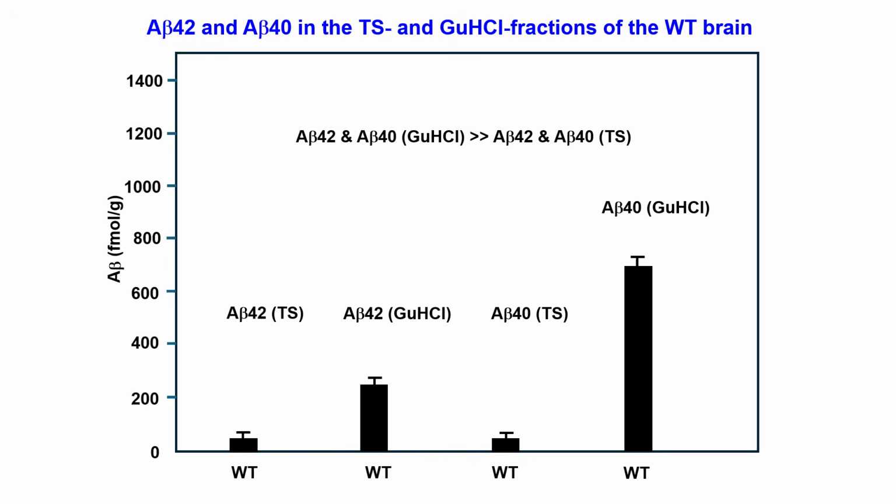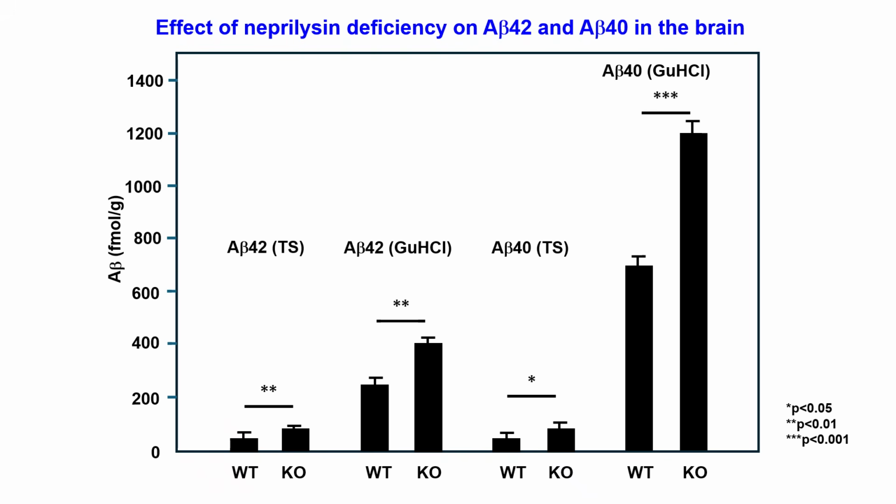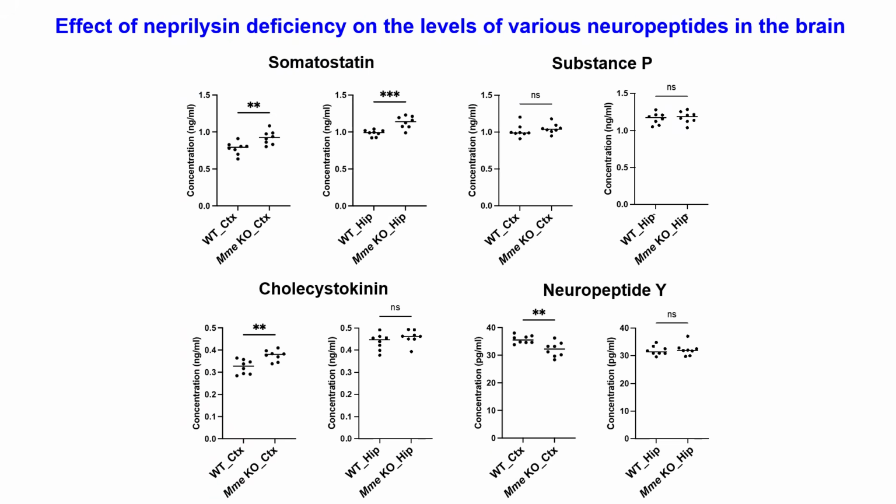Consistently, the insoluble Aβ is much more abundant than the soluble Aβ in the wild-type mouse brain. And neprilysin deficiency affects the quantity of insoluble Aβ in a manner greater than that of soluble Aβ. Importantly, neprilysin deficiency exerts only a little or no effect on the levels of neuropeptides in vivo. This is a graphical summary.